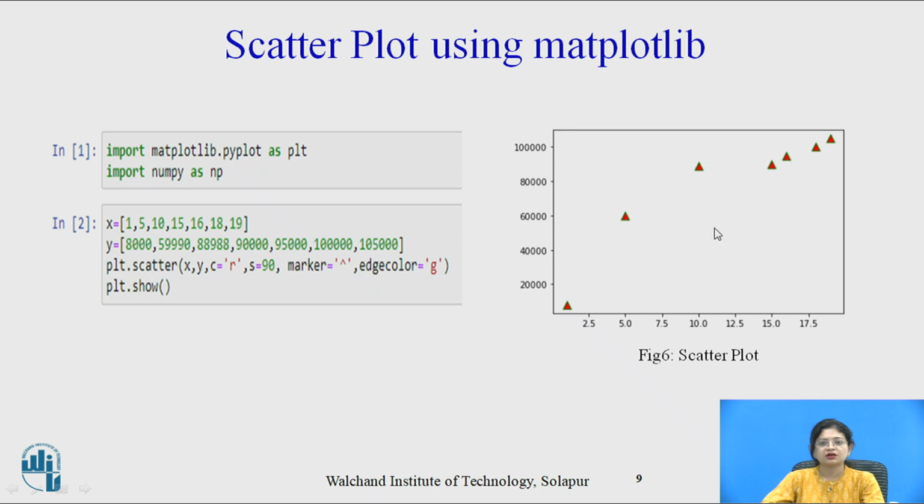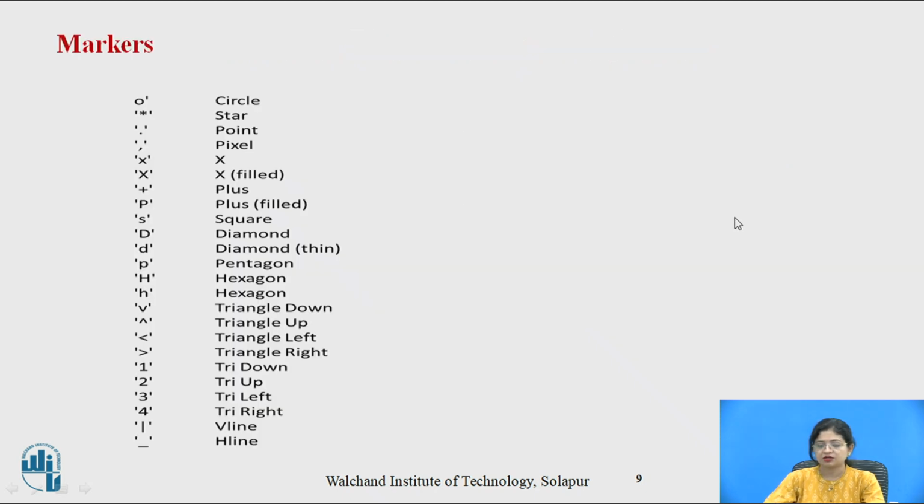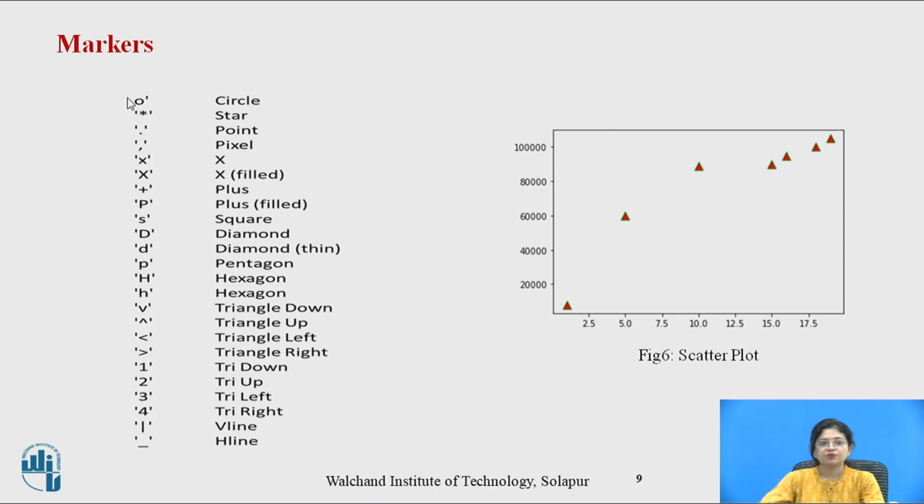You can show the marker with different shapes. So look at here, so many shapes are shown here. If you give the marker equal to 0, circle, then these data points are shown in the form of circle. If you give the asterisk, it will be shown in the form of star. So likewise here I have given this symbol so that it is the triangle up, triangle left, triangle right, and so many markers are there. So you can choose the markers according to your wish.